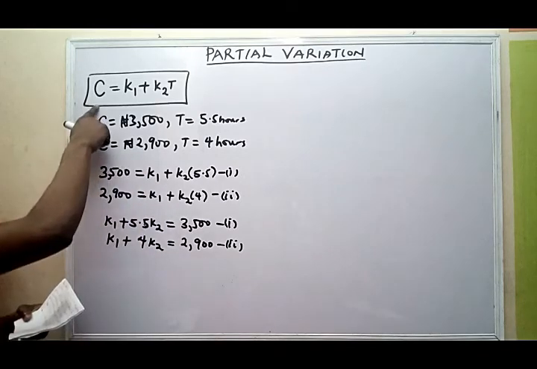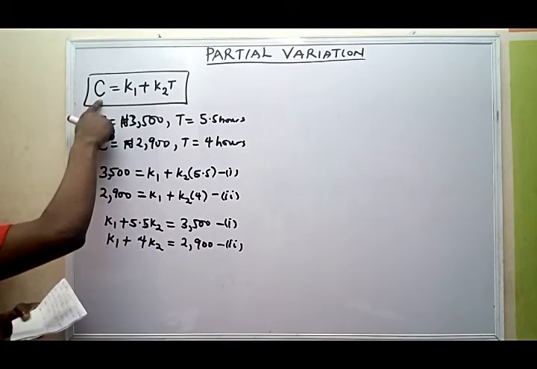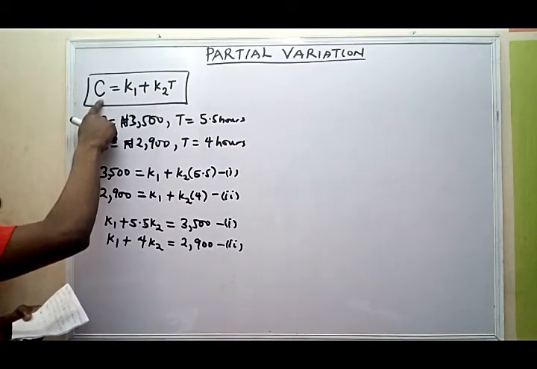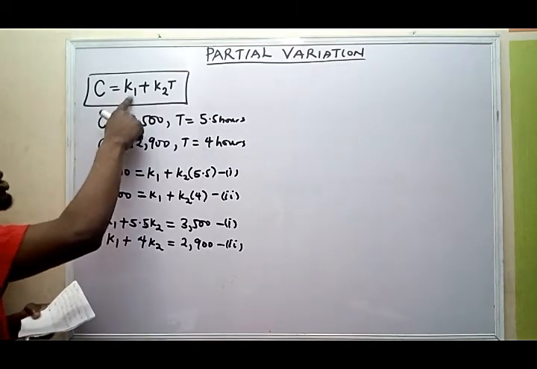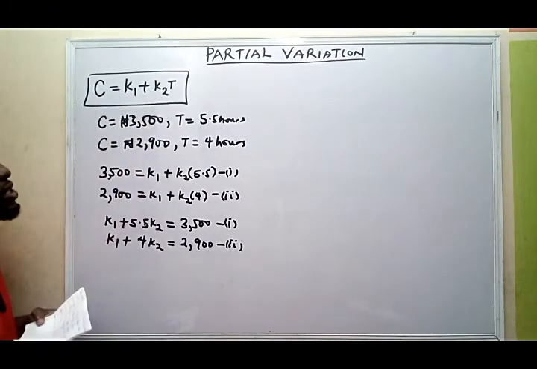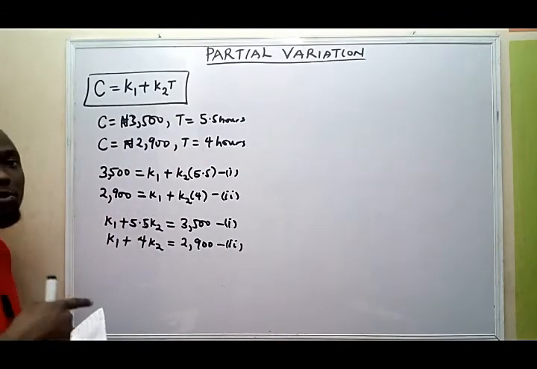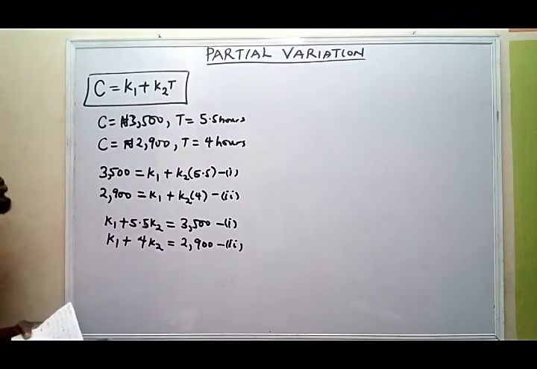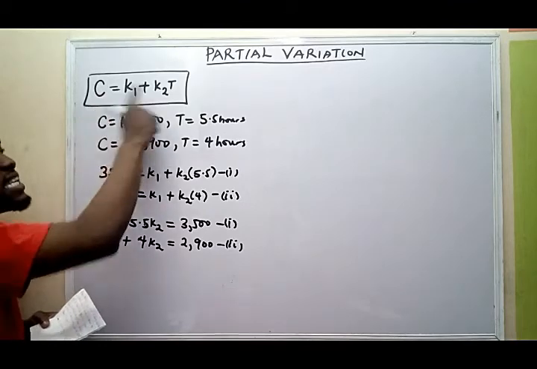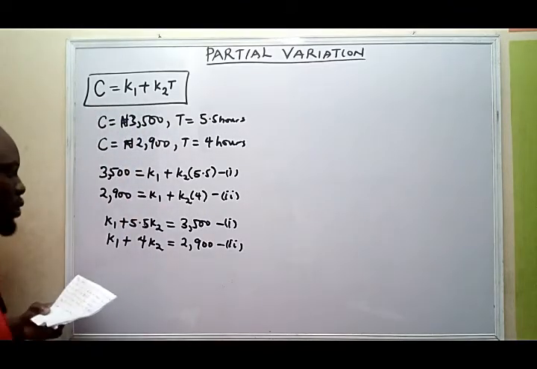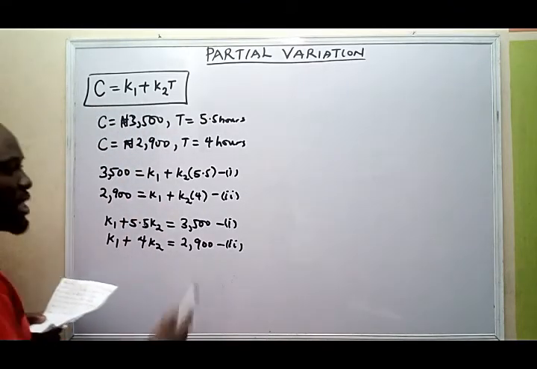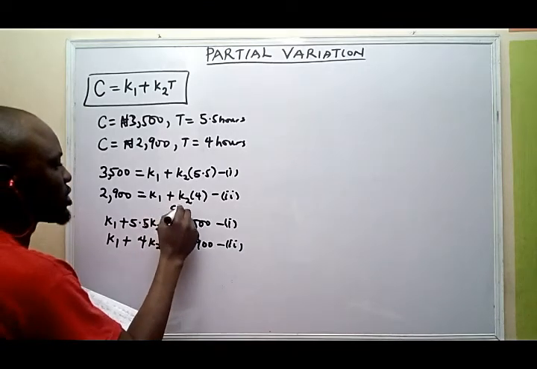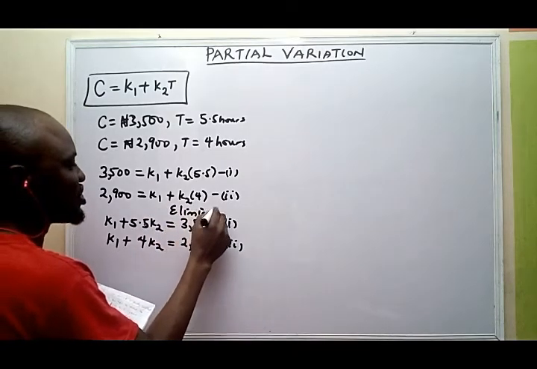In this general formula, this expression is showing a relationship between k sub 1, k sub 2, and cost. So we need to get the value of k sub 1 and k sub 2 so that we can express cost in terms of time. So I'm going to solve this simultaneously using a method called elimination.